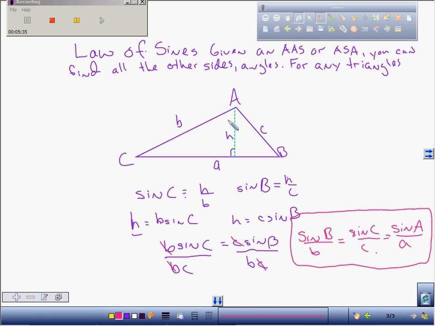So basically, you don't have to have a right triangle. You could eliminate this h here. You could eliminate the middleman.